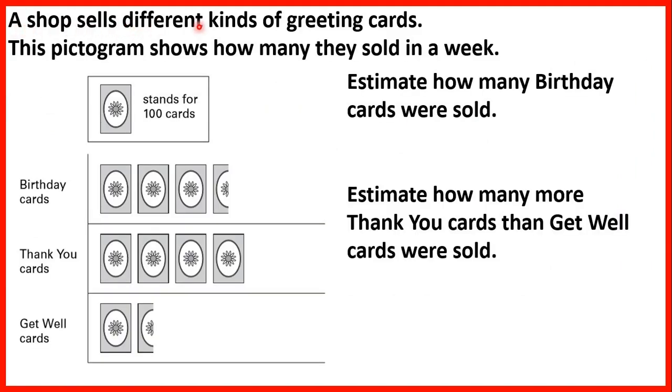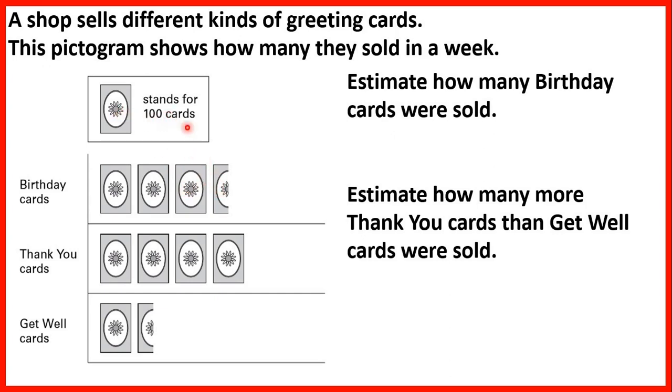A shop sells different kinds of greeting cards. This pictogram shows how many they sold in a week. Estimate how many birthday cards were sold. So from the key on the pictogram, we can see that one card on the pictogram stands for 100 cards. So we have for birthday cards 100, 200, 300, and then we have half of a card.